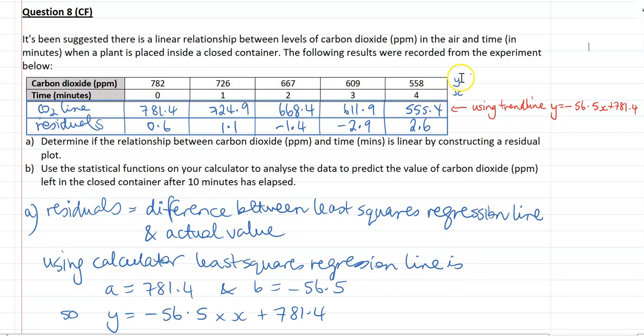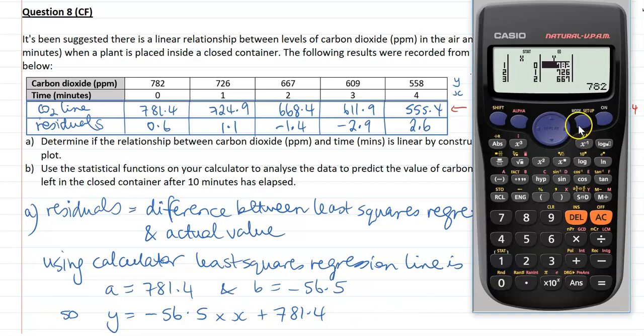So my carbon dioxide levels will be my Y values, time will be my X values, and that will pump out an A value of 781.4 and a B value or slope value of negative 56.5, giving me a least squares regression line of Y equals negative 56.5 times X plus 781.4. For those that need the calculator help, checking that with your calculator. Option 5, A, 781.4, good.